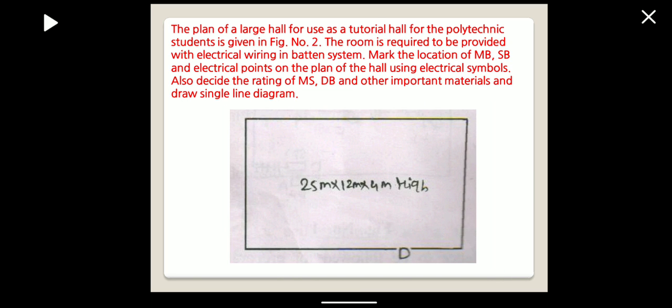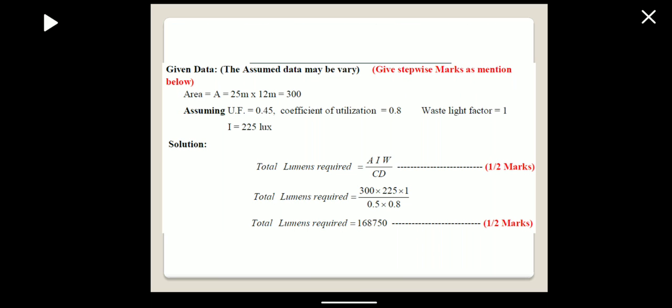Then the next numerical is the plan of the large hall for use. The tutorial hall for polytechnic students is given in figure 2. The room is required to be provided with electrical wiring in batten system. Mark the location of MB, SB (mainboard, switchboard) and the electrical points on the plan of the hall using electrical symbols. Also decide the rating of the main switch, MS, DB and other important material, and also draw the single line diagram.